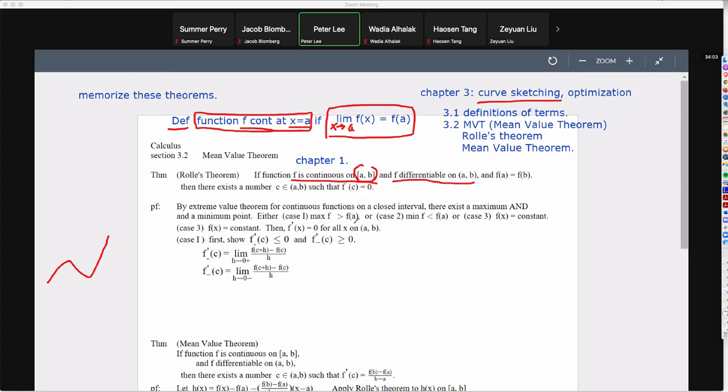So the first thing is that this is the definition of a function being continuous at a point. You have to know what we mean by a function being continuous at a point, and once you know the definition of that, then we will understand what it means by saying that the function is continuous on an interval.